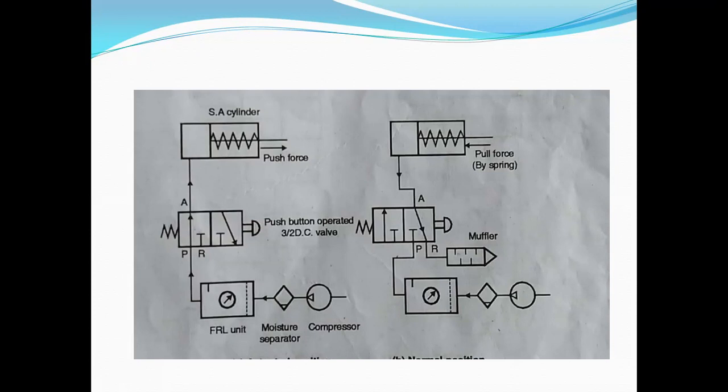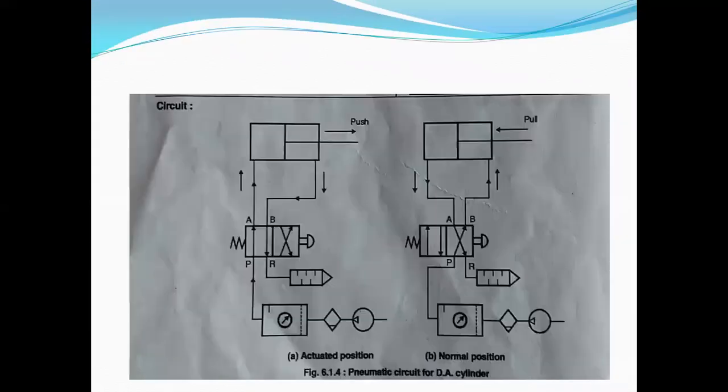Okay, so this is the actuation of a single acting cylinder in a pneumatic circuit. Second is again the double acting cylinder, the actuation of a double acting cylinder.